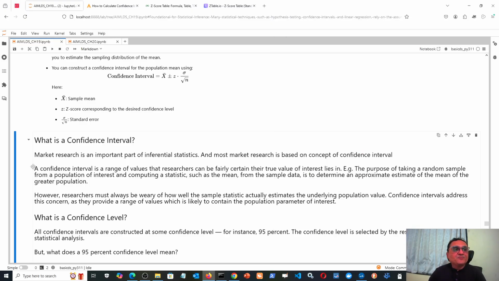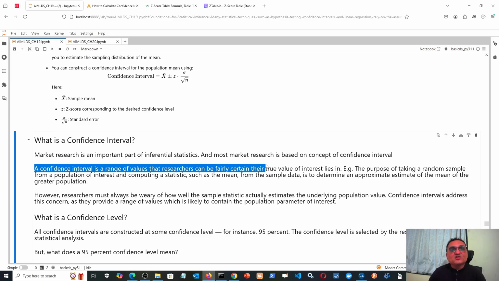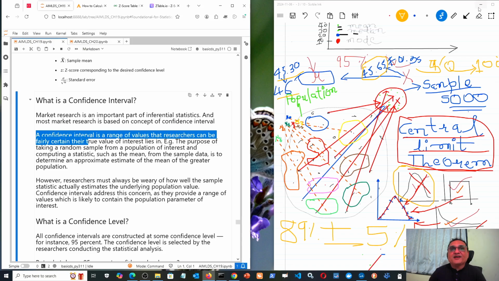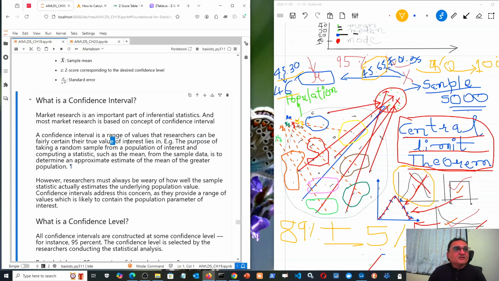Now if you read this again, then it becomes clear. A confidence interval is the range of values which the researcher can be fairly certain their true value of interest, this is my true value of interest, population mean, will lie in. So I can be fairly certain with 95% confidence that my population mean will lie from 45.30 to 46. Okay.